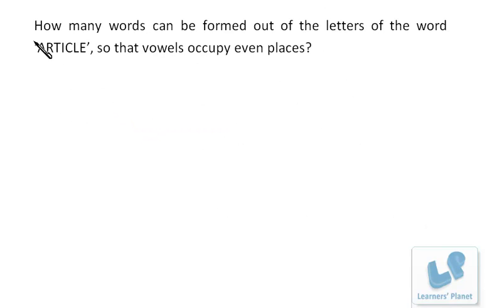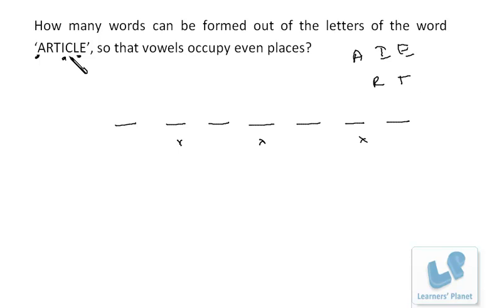Now let's take this. How many words can be formed out of the letters of the word article so that vowels occupy even places? Now we have 7 letters, 1, 2, 3, 4, 5, 6, 7. Now we have 3 even places, right? And we have how many vowels? That is A, I and E, and the remaining are R, T, C and L. So these 4 are consonants and these 3 are vowels.